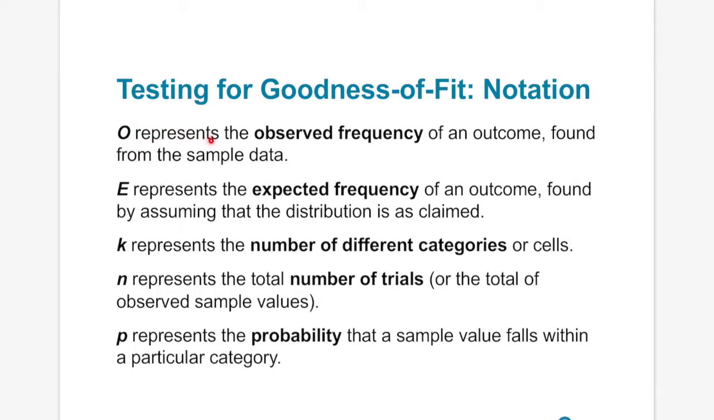O represents the observed frequency. E represents the expected frequency. K represents the number of different categories or cells. N represents the total number of trials. P represents the probability that a sample value falls within a particular category.